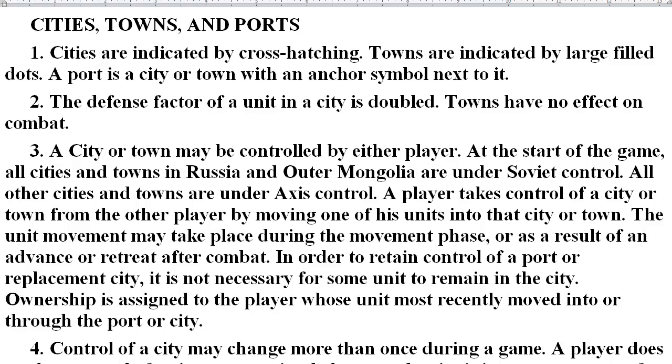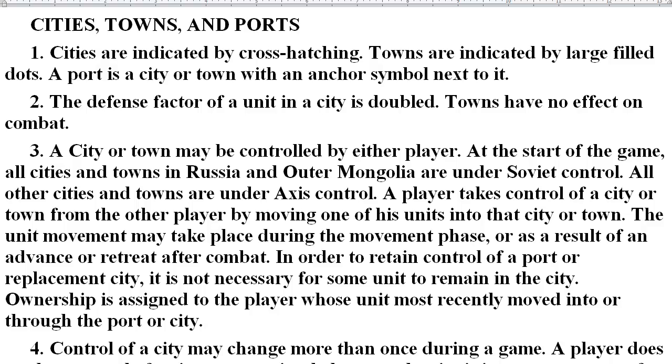There is a rule to determine which side controls each city. At the start of the game, units in Russia and Outer Mongolia are under Soviet control. All other cities and towns are under Axis control. You take control of a city from the other player by moving one of your units into that city or town. And you can do that during the movement phase or as a result of movement after combat. Once you've moved into a city, you control it.